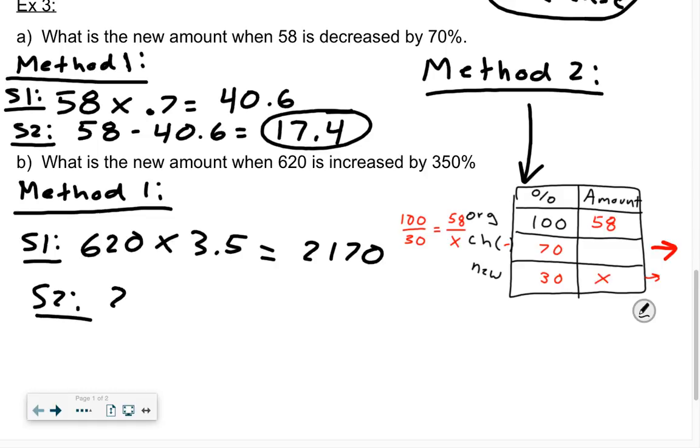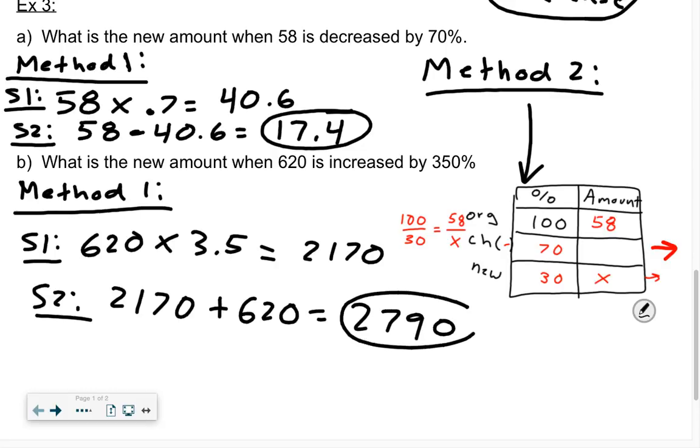We need to take that 2,170, and what do we do with 620? You add to it, because again, it's an increase. Notice the difference up here. It was subtract. Here it's addition because we're increasing that amount. Total amount that you should come up with, I heard you guys say it over here on the right, 2,790.